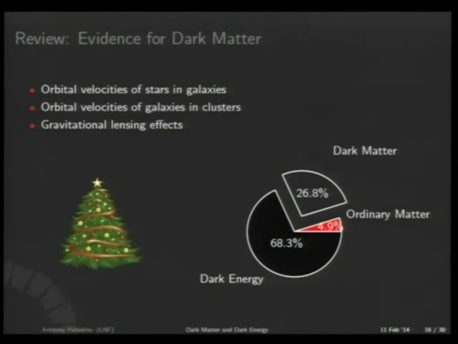So dark matter is 26.8%. It forms the backdrop of everything. So all the stars and galaxies are embedded inside of this matter. So they're like the little lights on the Christmas tree. The dark matter is the tree. It holds everything together. And then these lights are just coming along for the ride, basically. Okay, so this is the evidence for dark matter.